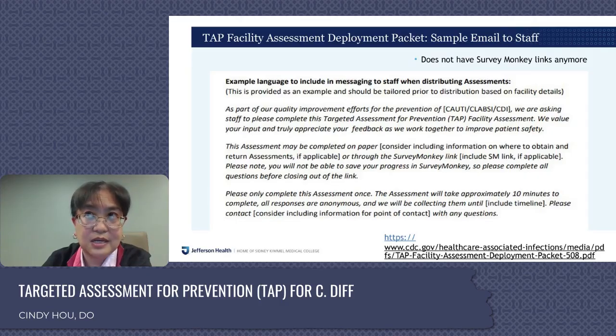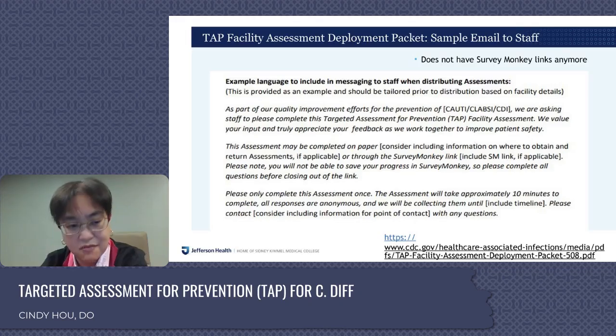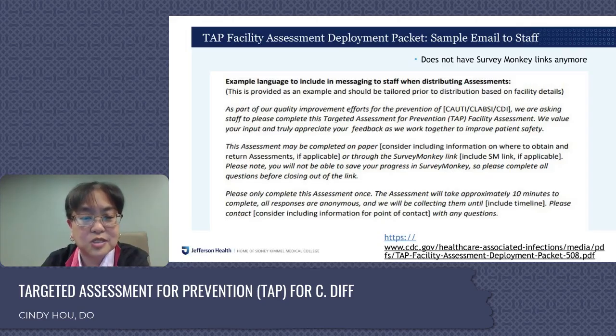It's not very time intensive. It's about 10 minutes to take. And the whole point is to have a wide array of people take the assessment and not just the people who are knowledgeable about C. diff. We want the staff physicians, the staff nurses, and so forth.